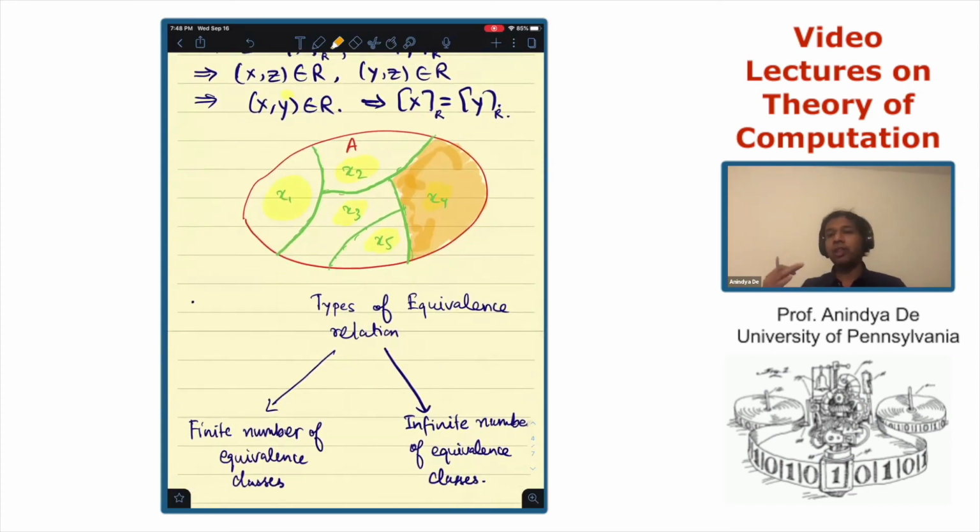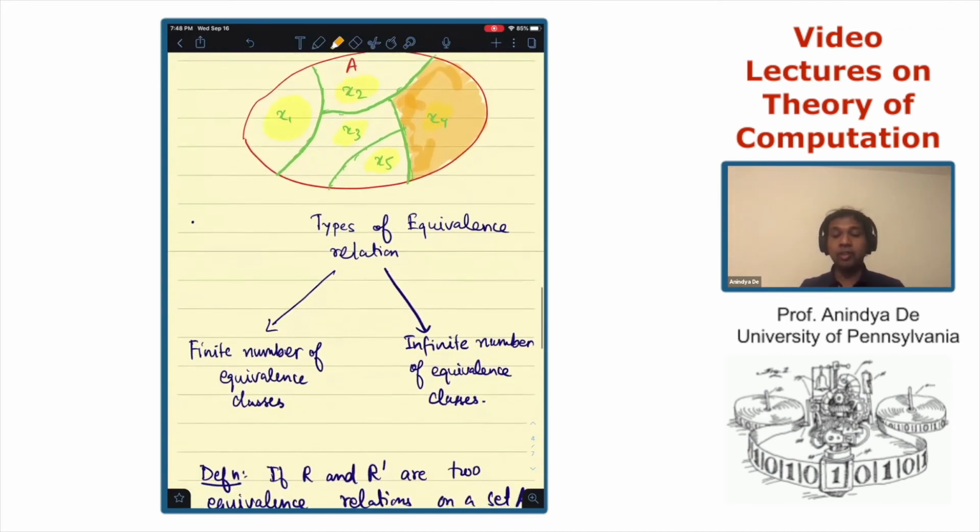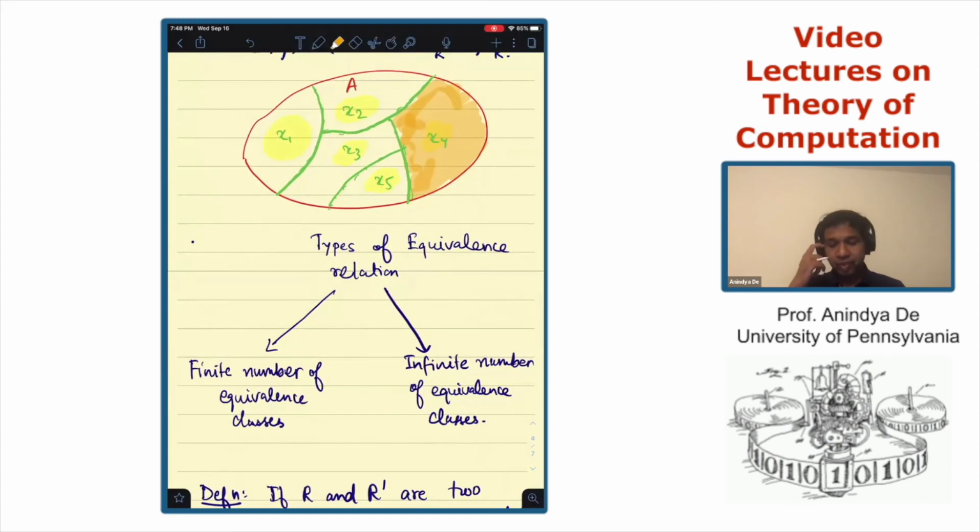Now, equivalence relations for our purposes can be divided into 2 parts, and this is very important. Those equivalence relations which induce a finite number of equivalence classes, for example, in the picture here that we have drawn, this equivalence relation has 5 equivalence classes. And then there are those equivalence relations which have infinite number of equivalence classes. This distinction is going to be very important for us.